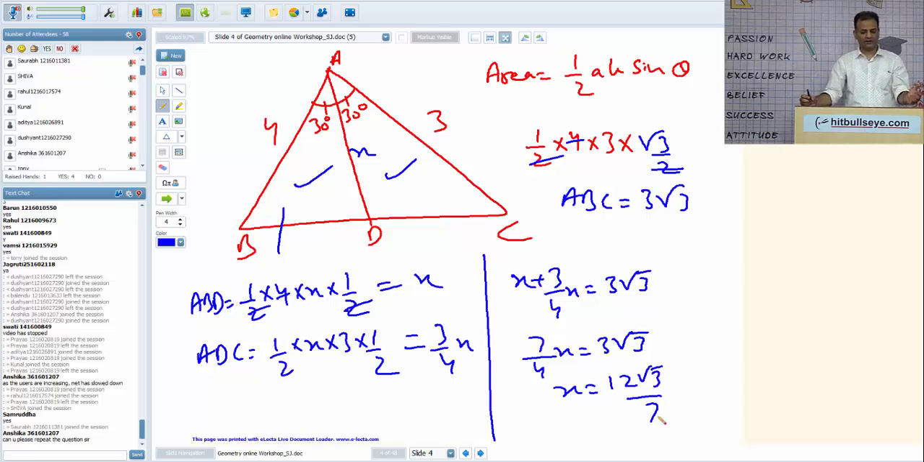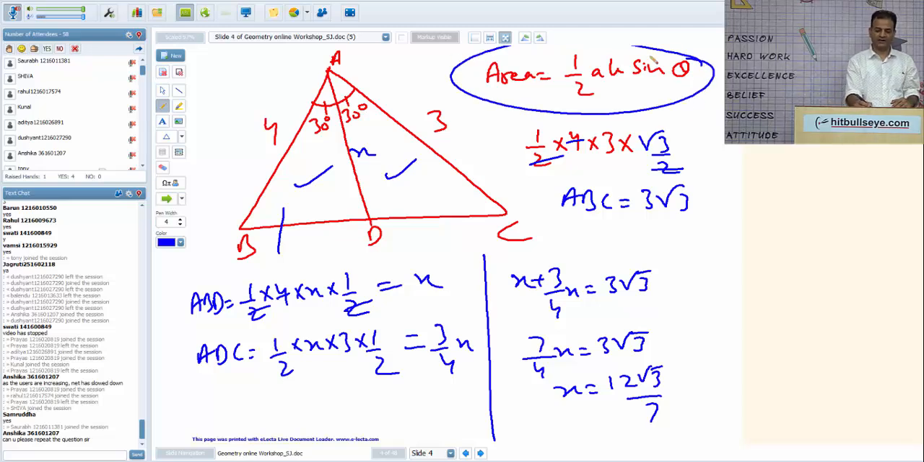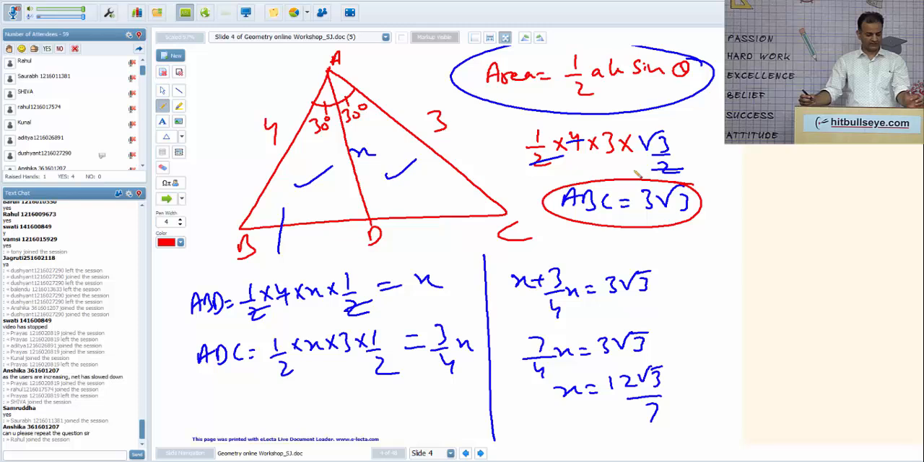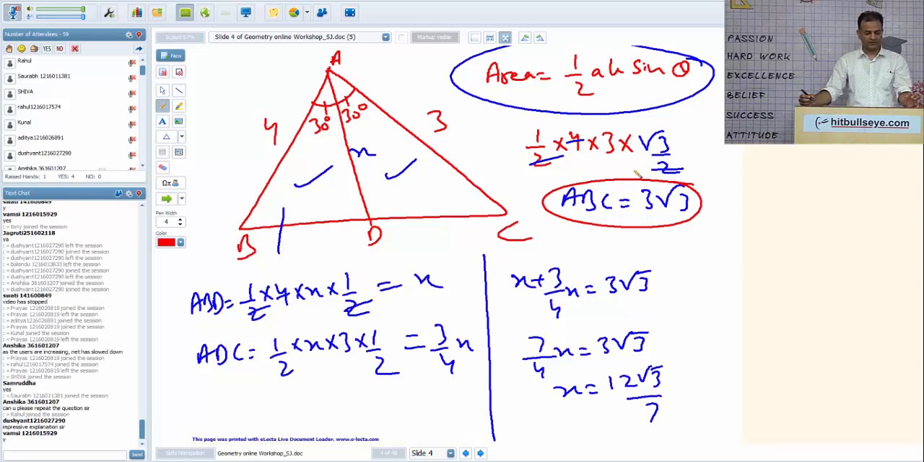So what I have done, I have applied the formula of area half AB sin theta three times. One time for the whole triangle, this is given area of ABC, and then I have taken two parts, 30 degree, 30 degree. Clear, Anshika?